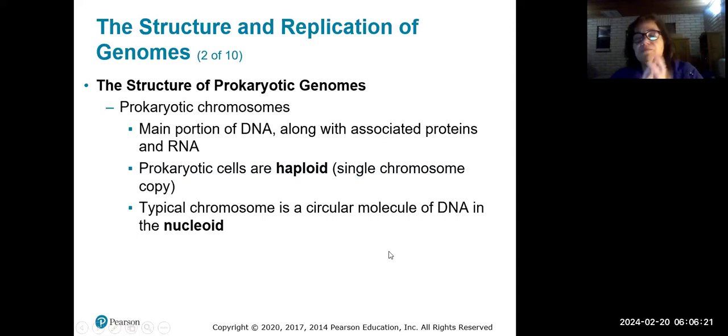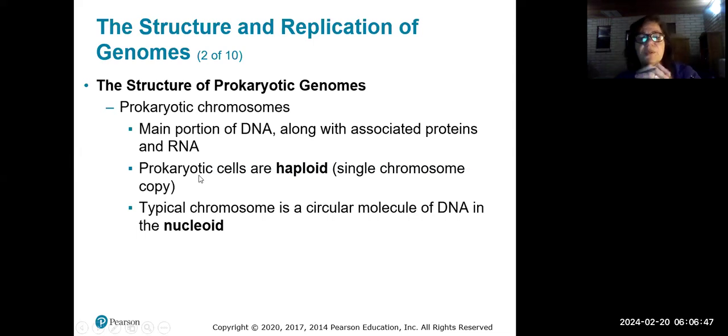You've probably studied eukaryotic organisms before. We're going to talk a little bit about them, but let's have a look at the prokaryotic genome first. The main portion of the DNA is a ring. We'll get to that. So there are some proteins, there's some RNA involved.